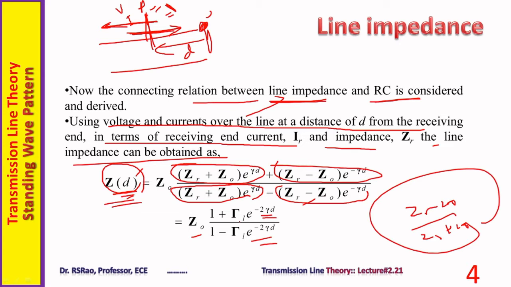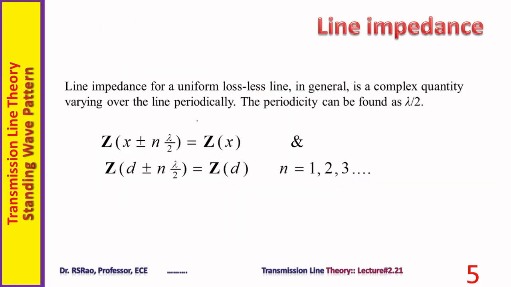Reflection quotient over the load is a parameter that can be calculated once you have ZR and Z0, which are normally available. So gamma L is known, Z0 is known, distance is known. Once you have the propagation constant, then one can calculate. Line impedance for a uniform lossless line in general is a complex quantity, varying over the line periodically. See, the idea is simple. The point is, line impedance is periodic. Periodicity is lambda by 2.